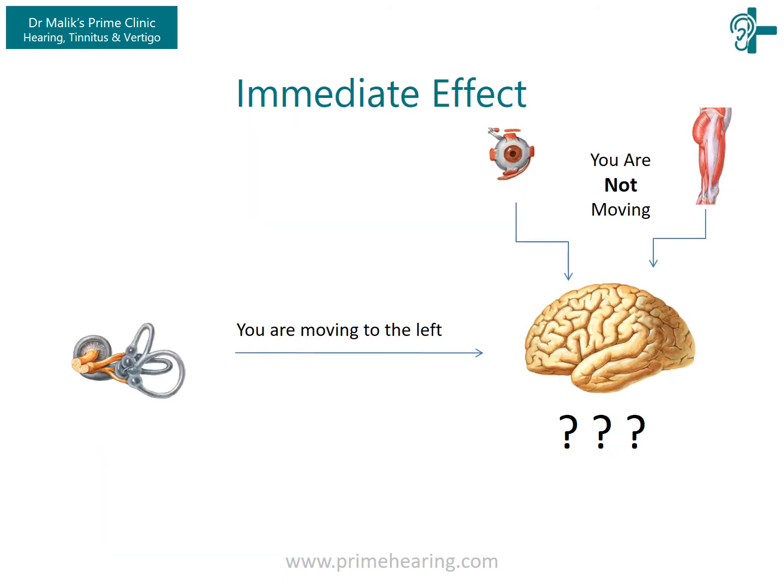confused. Now, a confused brain, which is being told by the ears that it is moving to one side, and it is told by the eyes and the muscle joint sense that it is not moving to one side, would tend to feel nauseous and might even vomit. And therefore, patients with acute vestibular dysfunction tend to vomit.